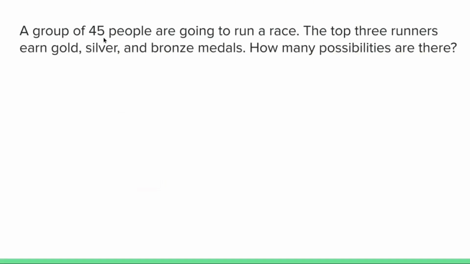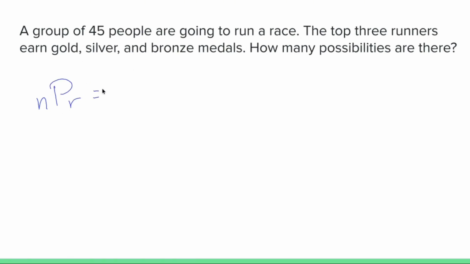A group of 45 people are going to run a race. The top 3 runners earn gold, silver, and bronze medals. How many possibilities are there? Well, we care about the order in which these people finish. So this is going to be a permutation. So it's going to be a total amount of people, and we have what? Taken 3 at a time.